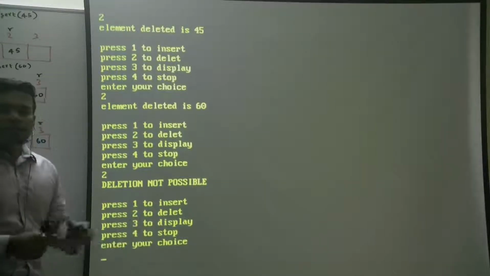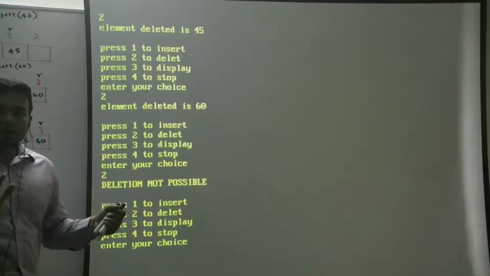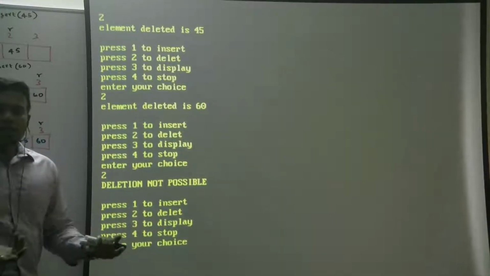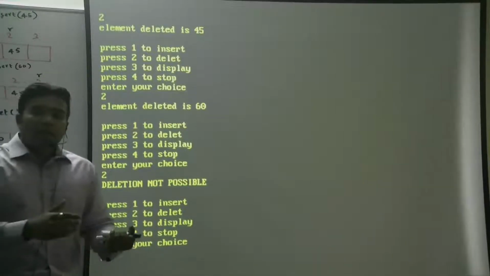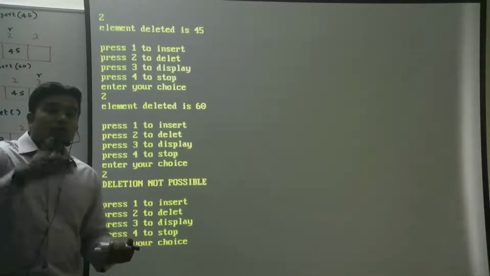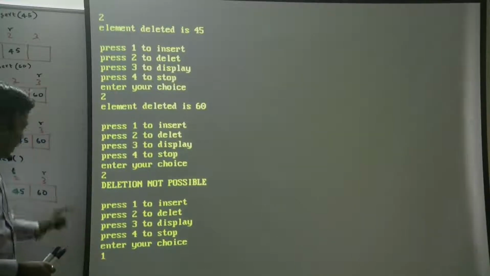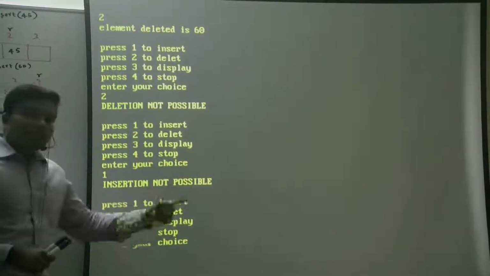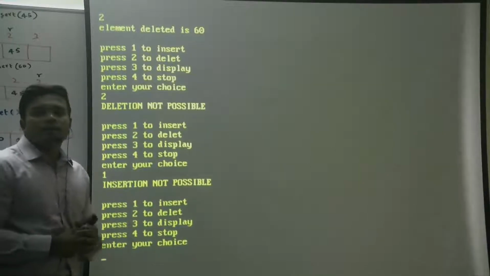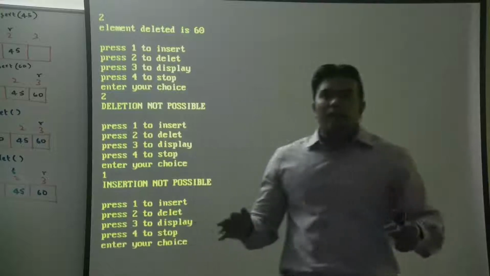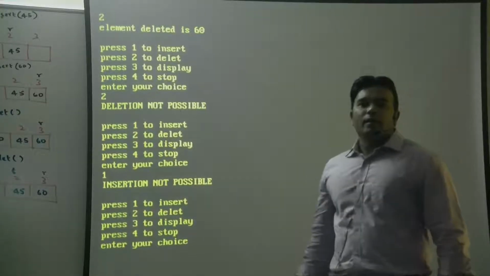Correct. All elements you have deleted. So deletion not possible. Why? Because the queue is empty. So deletion not possible. Logically speaking, because the queue is empty, I should be able to insert. Okay, now I will try insertion by giving 1. If I hit the enter key, it will tell insertion not possible. So deletion also not possible, insertion also not possible.